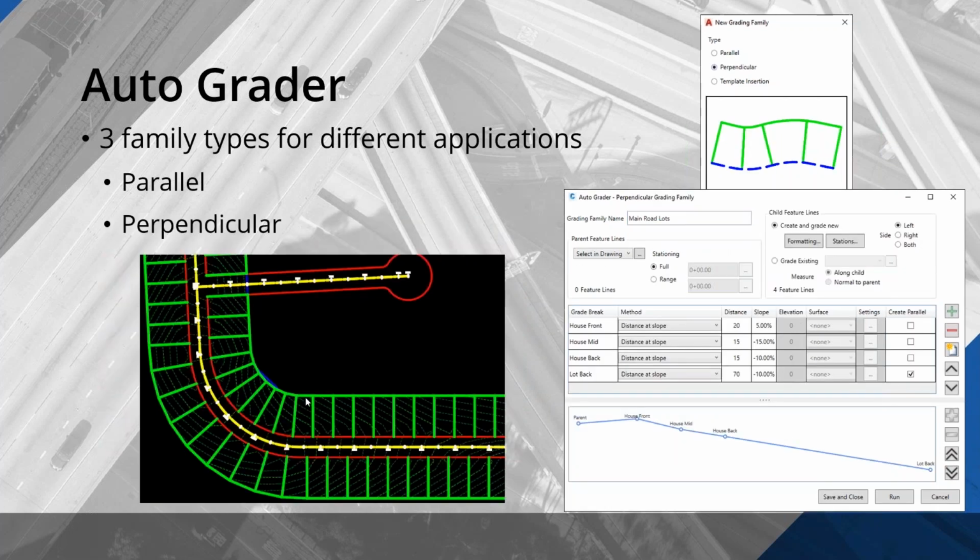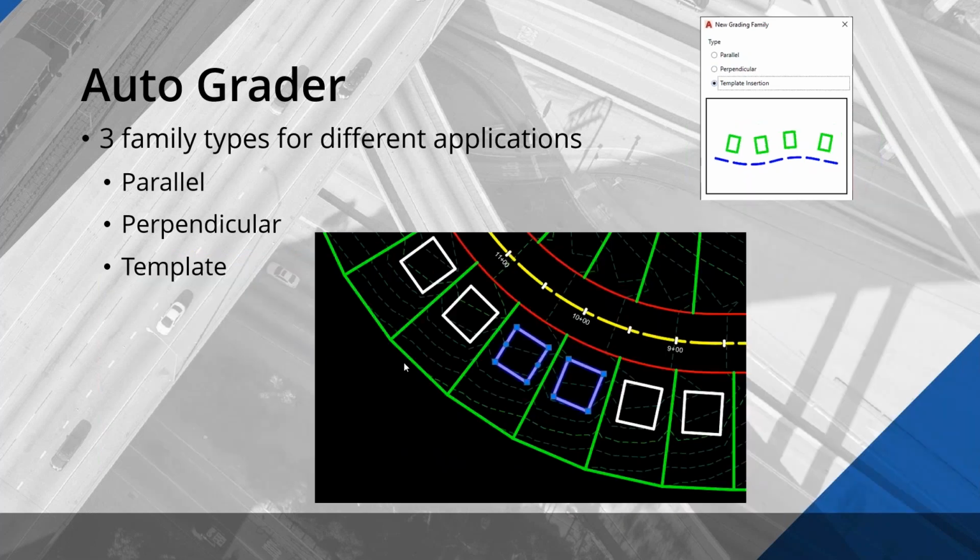The second type is a perpendicular, where it'll automatically generate feature lines based on a primary, or what we're going to call a parent feature line. So this might be a residential example where it's drawing out perpendicular feature lines. Then the third one is where it would insert templates, be they building pads or concrete pads or something like that, some kind of relationship to a parent feature line where it would automatically insert all of these.